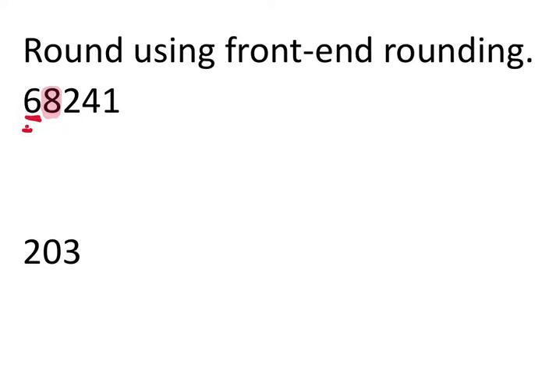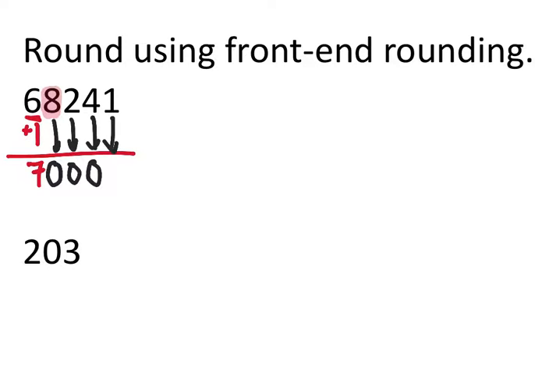I need to add 1 to that 6. And again, that's because the 8 in the place value to its right is 5 or more. And 6 plus 1 is 7. And once again, I'm just going to change any place values to its right to zeros. It looks like we got 4 of those place values. So the thousands, hundreds, tens, and ones place values become zeros. And we end with 70,000. So 68,241 is closer to 70,000 than it is to 60,000.